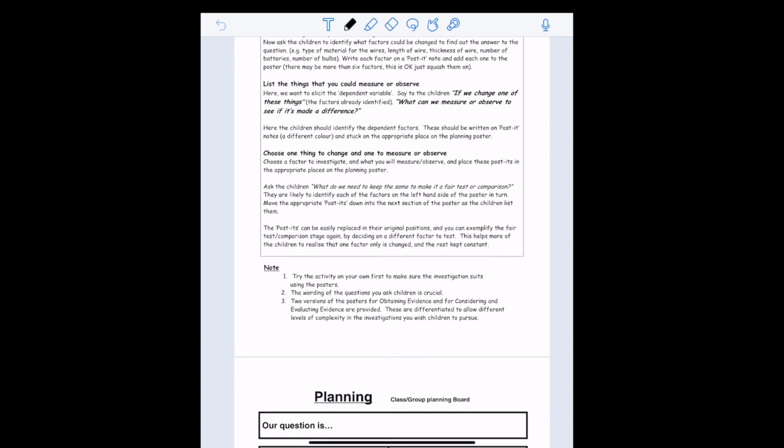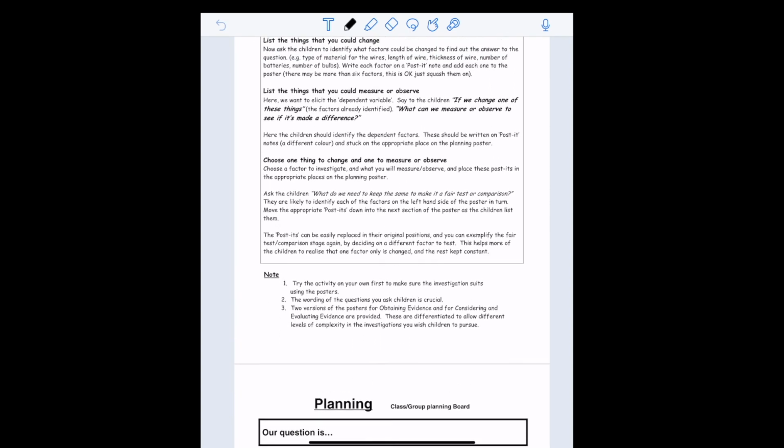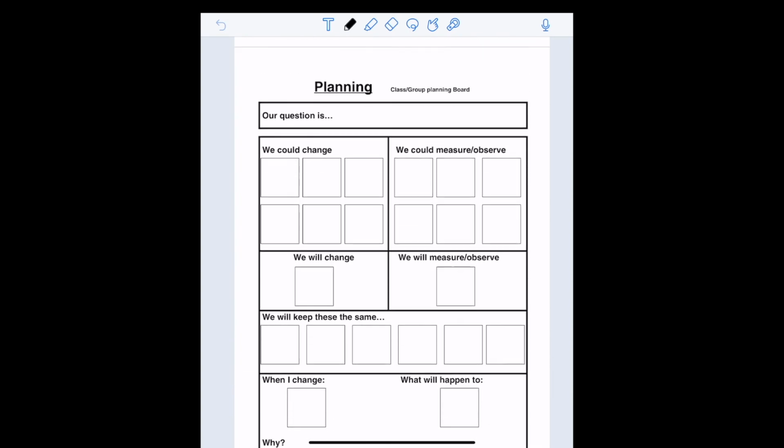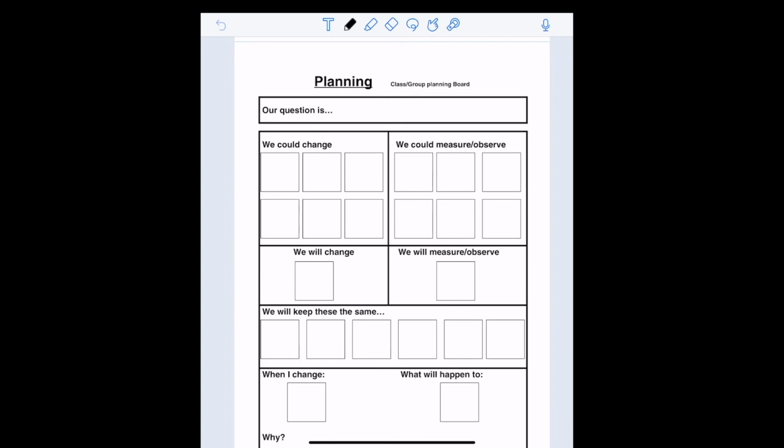To access this planning board, please click on the link below in the YouTube description. The very first page you'll find is some tips and tricks on how to use the planning board, and then once you click on the page, you will get access to the planning board. You can either print this out and use it as a piece of paper, or open it up on your iPad and use your Apple Pencil to scribe like I am here.